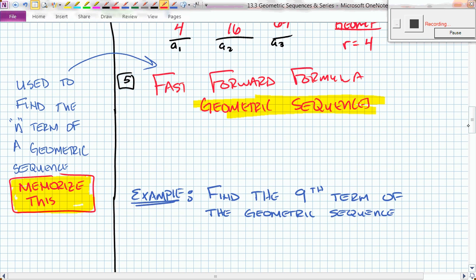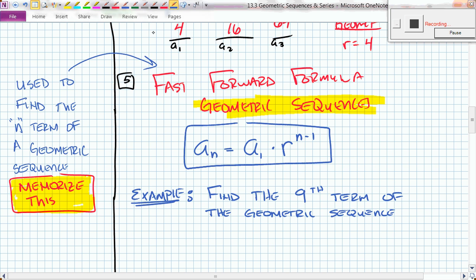Okay, just like before for arithmetic sequences, where you can skip up to anywhere you want in the sequence, you can do the same thing for geometric sequences. So I call it the fast forward formula for geometric sequences, and you use it to find the nth term of a geometric sequence. So you got to memorize it. It's pretty easy. Here it is right here. A sub n is equal to the first term, which we call a sub 1, multiplied by your ratio to the n minus 1. That's it. That's not too bad, right?